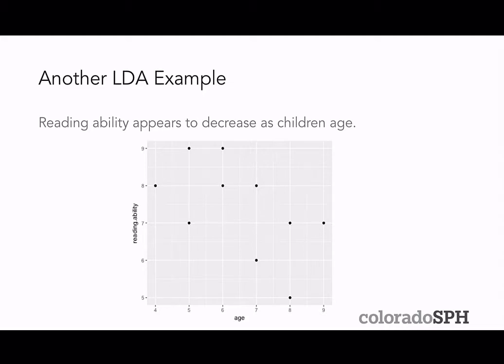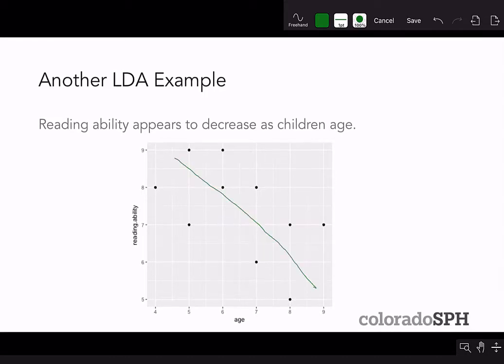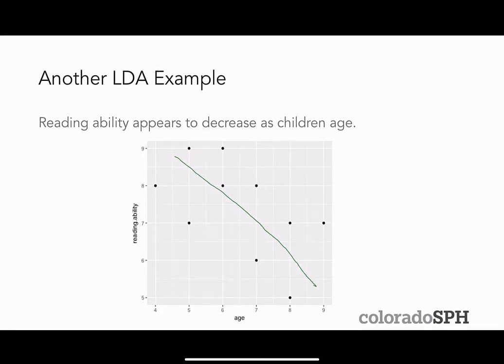So let's look at another example. In this plot, reading ability appears to decrease as children age. If you were going to fit a linear regression line through this data, it would look something like this, and you would say that reading ability is decreasing with age, which is not the finding that we might expect.